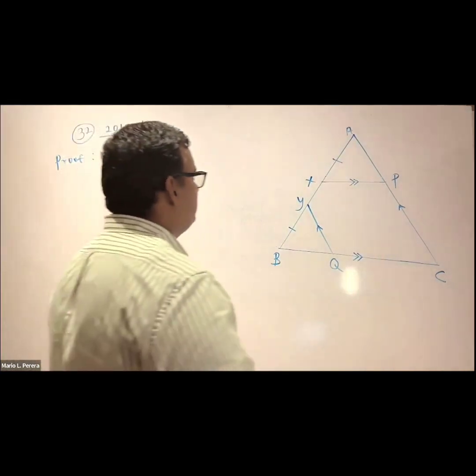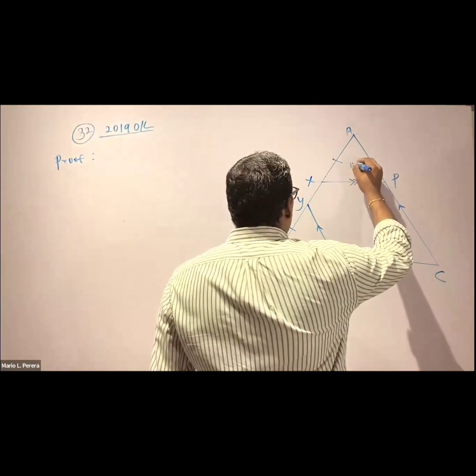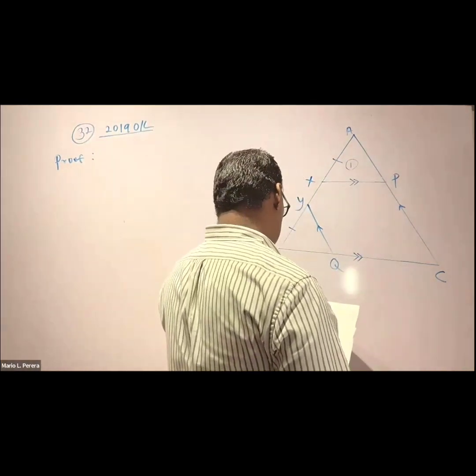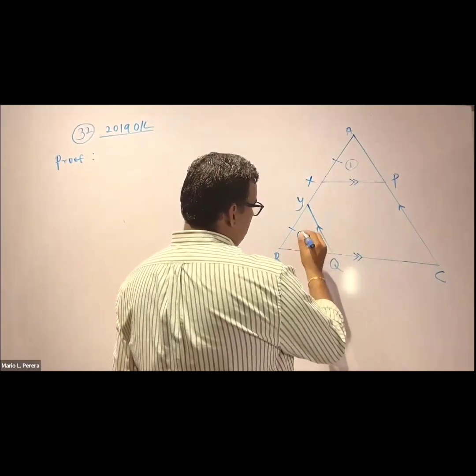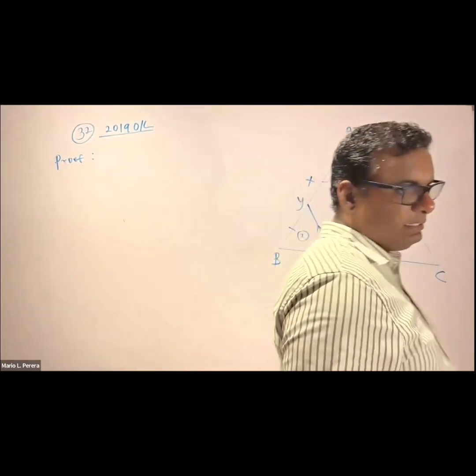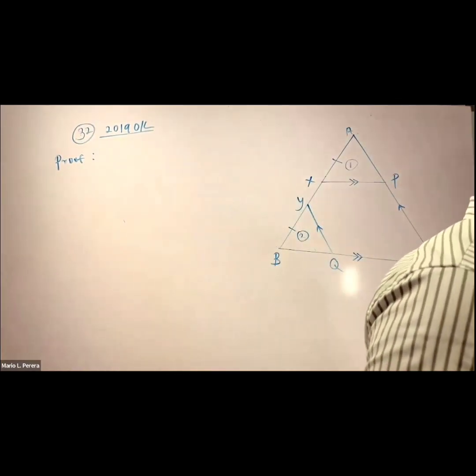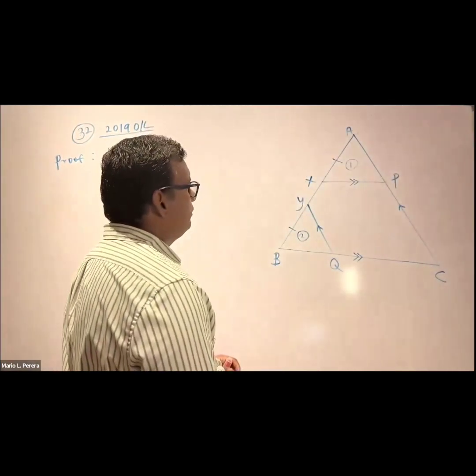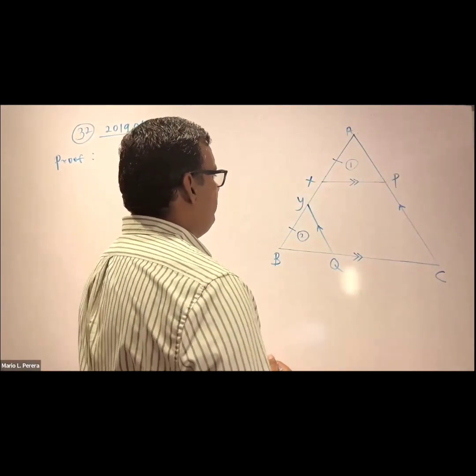Triangle AXP and triangle BYQ. They want us to show that these two triangles are congruent. What is the case we can use for the congruency? We have AAS.